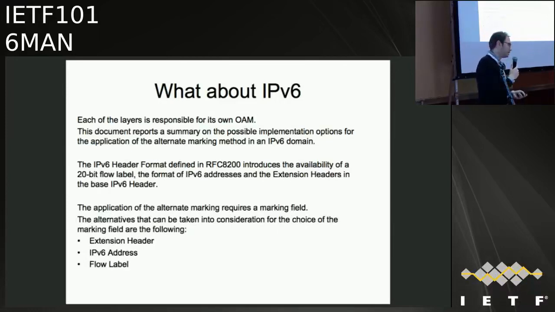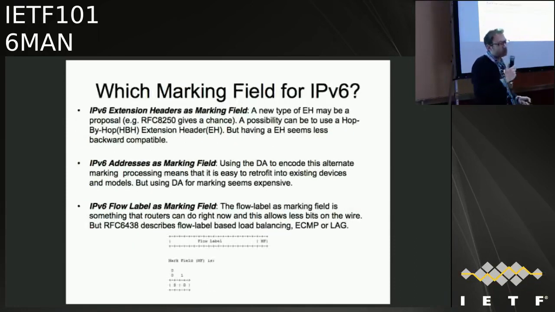For example, we can apply the methodology to an extension header, using an existing one or a new one, encode the marking methodology into the IPv6 address, or use 2 bits from the flow label field. Each of these alternatives has some issues, because if we use the extension header, this seems less backward compatible.